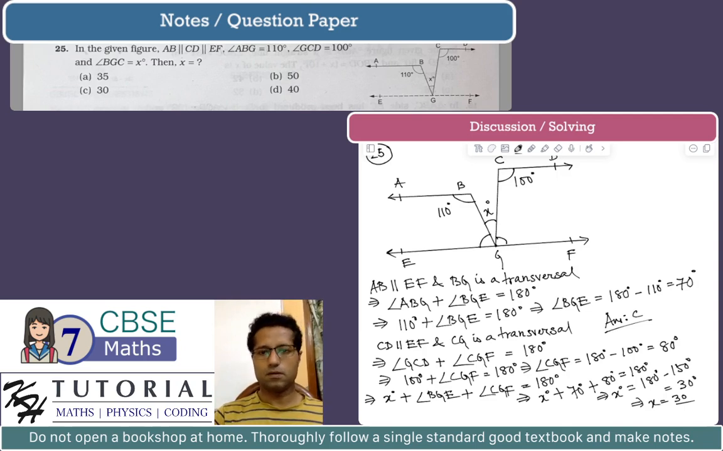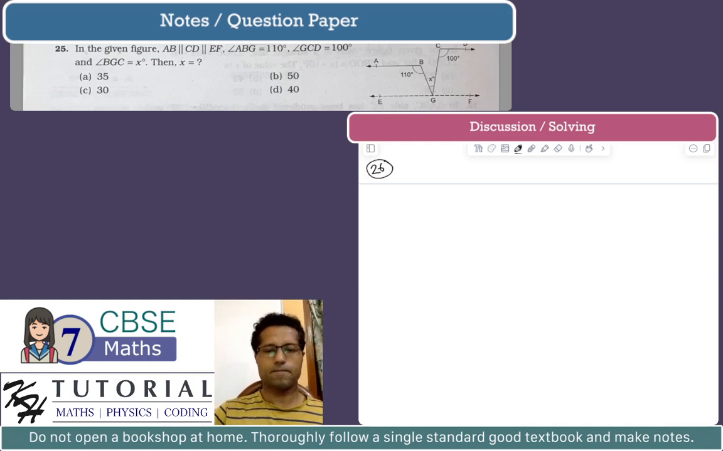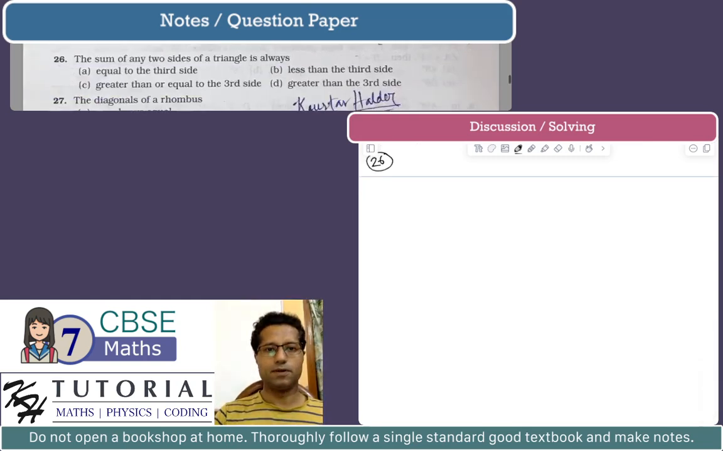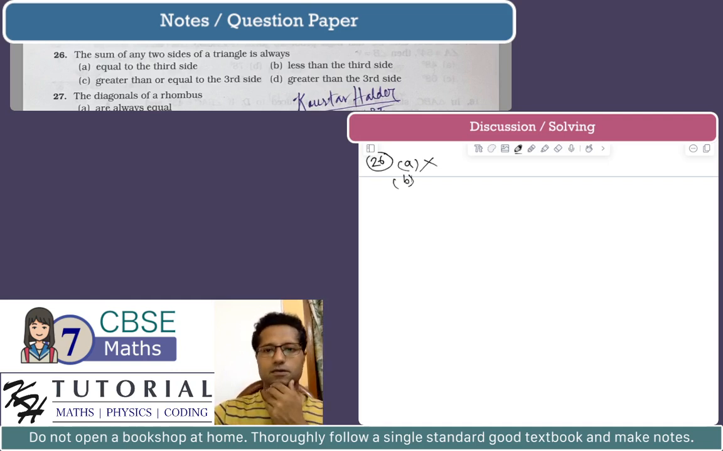Let's do problem number 26. The sum of any two sides of a triangle is always, option A, equal to the third side. No, wrong. Option A is wrong. B, less than the third side. The sum of any two sides of a triangle is always less than the third side. Wrong.